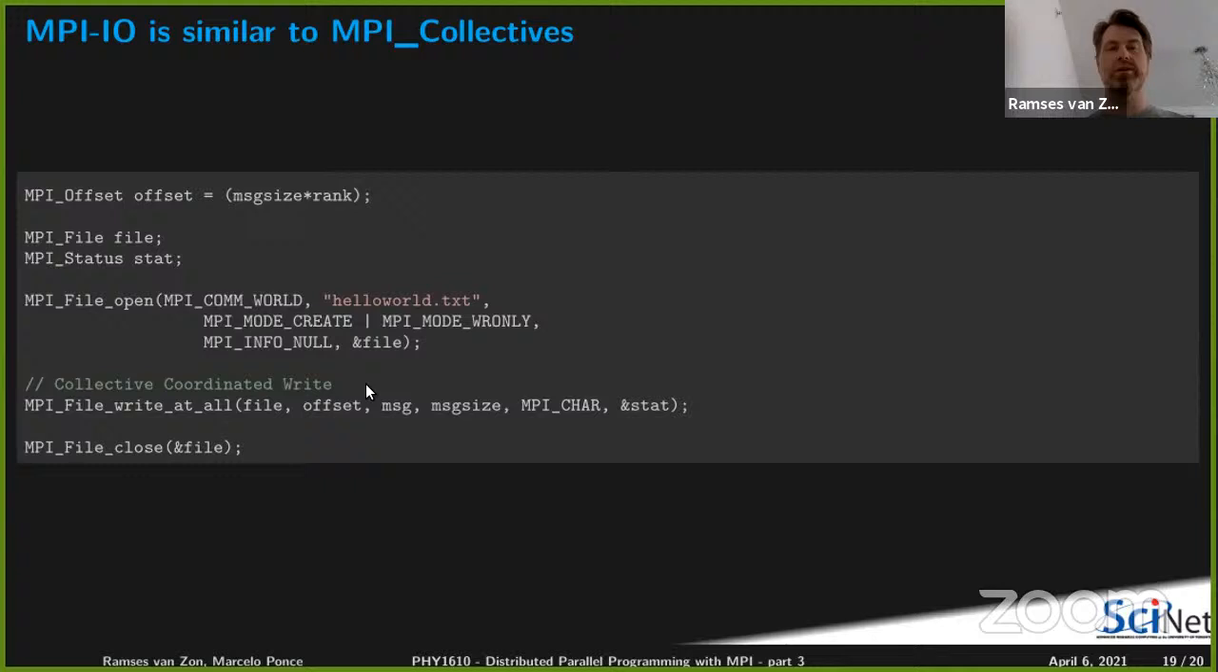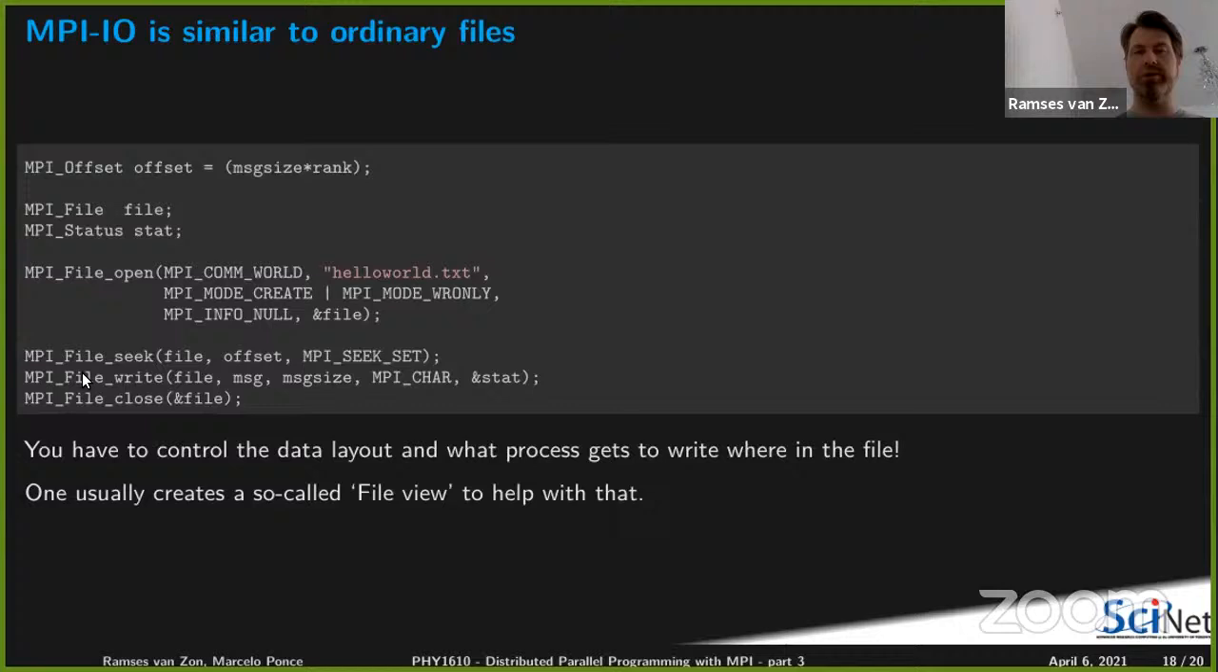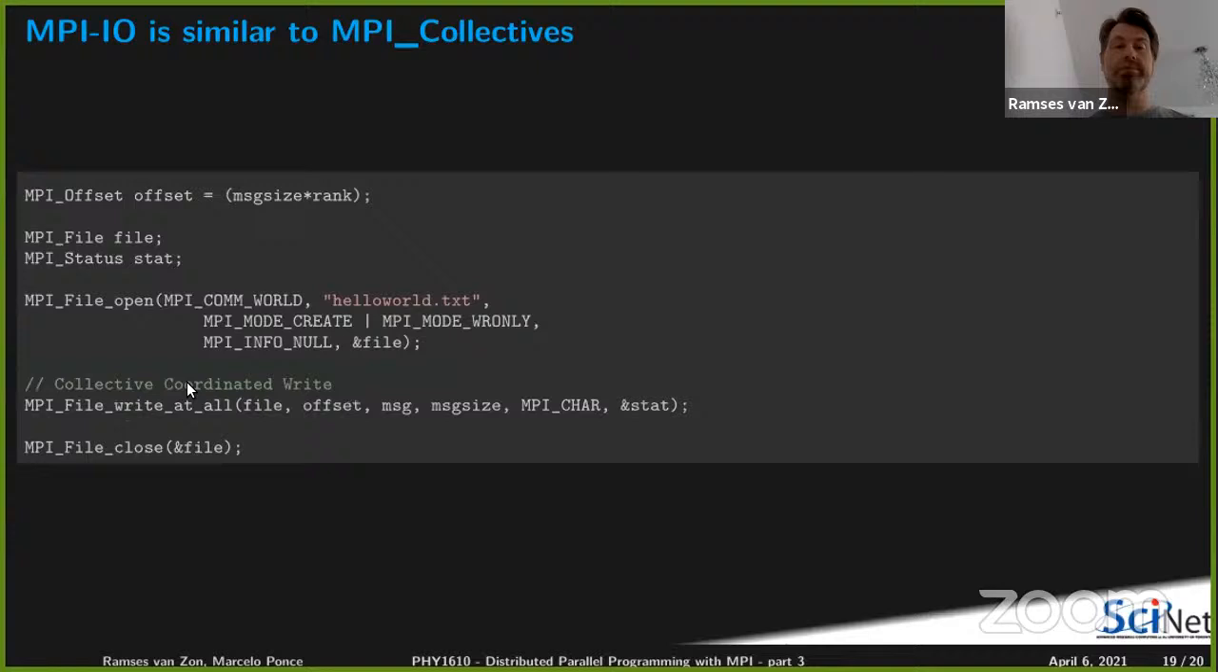In the previous example, I wrote to the file with this MPI file write. That can be done by different processes at different times. They don't have to do it all at the same time. It doesn't have to be in lockstep. But when it is in lockstep, you can do a write at all. So the write at all writes from all of the processes at the same time. So it's a collective call at a specific point. Here's the offset.